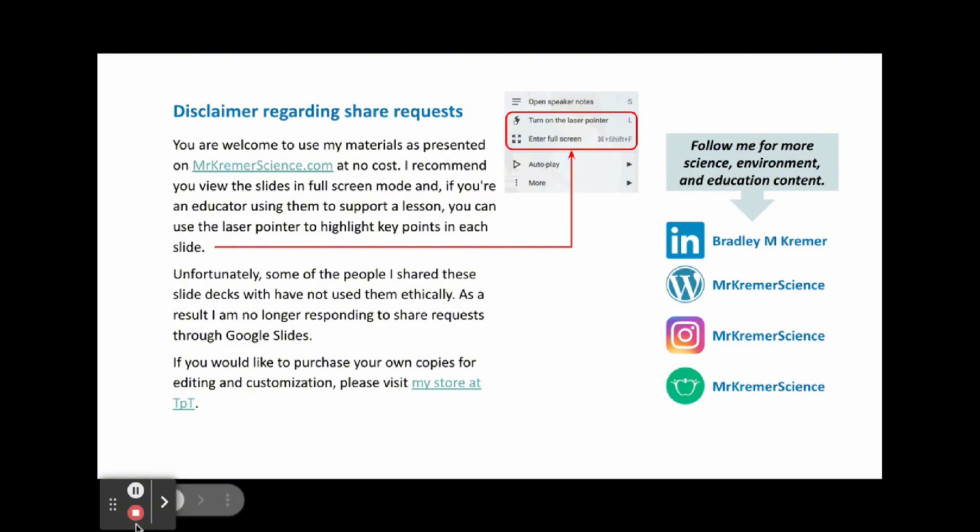I hope you have learned a bit more about IB ESS Topic 1.2, Systems and Models. This is a fundamental set of ideas that you will encounter throughout the ESS course.